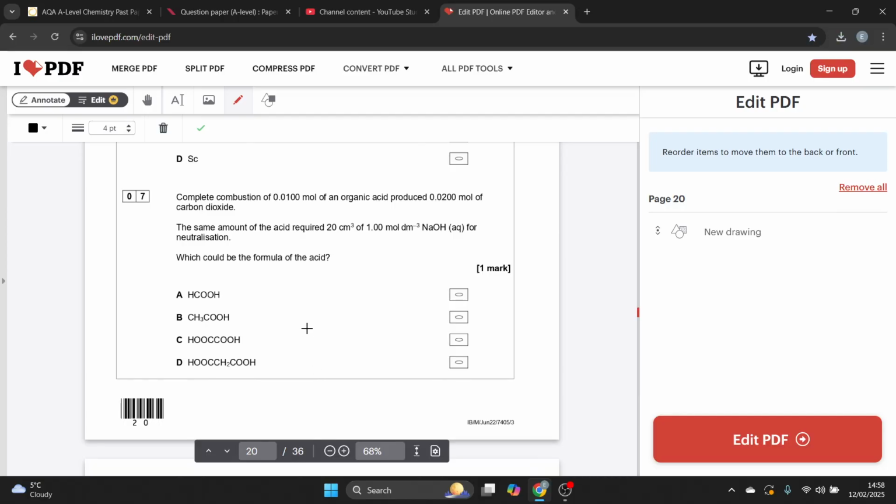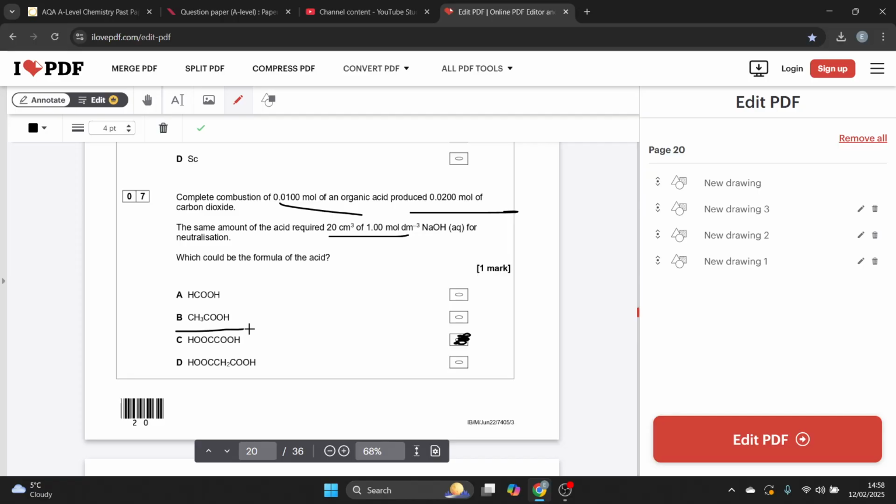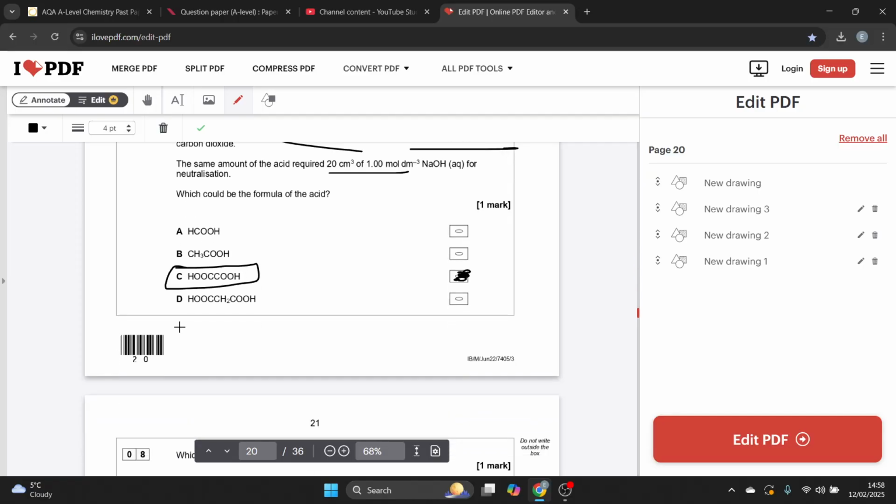Question 7. Complete combustion of this much of organic acid produces this much of carbon dioxide. The same amount of acid required this much of sodium hydroxide for neutralization. Which could be the formula of the acid? It's got to be C. This much of organic acid produced this much of carbon dioxide and required this much of sodium hydroxide. If you find that out, divide by 1000 times by 1.00, 0.02. So it's going to be HOOC-COOH.